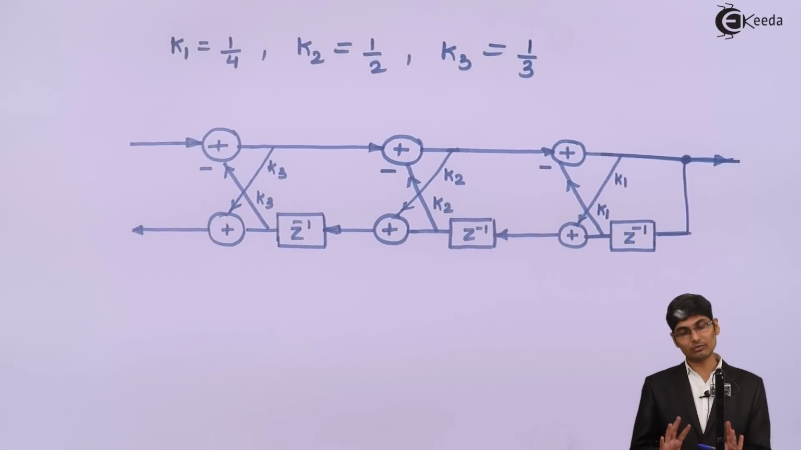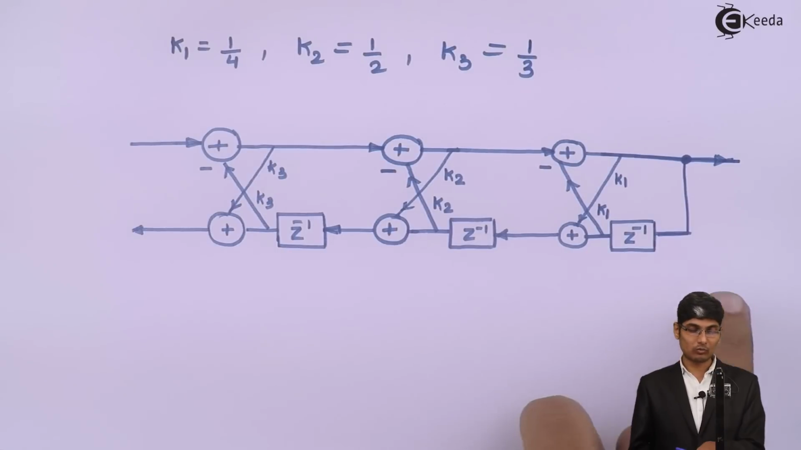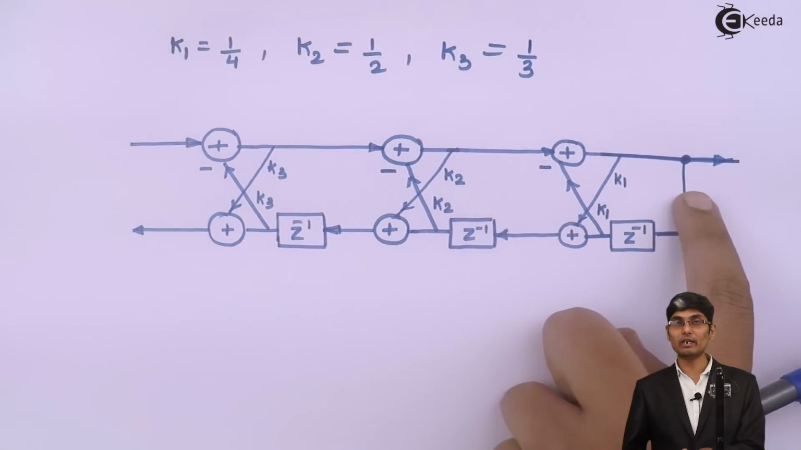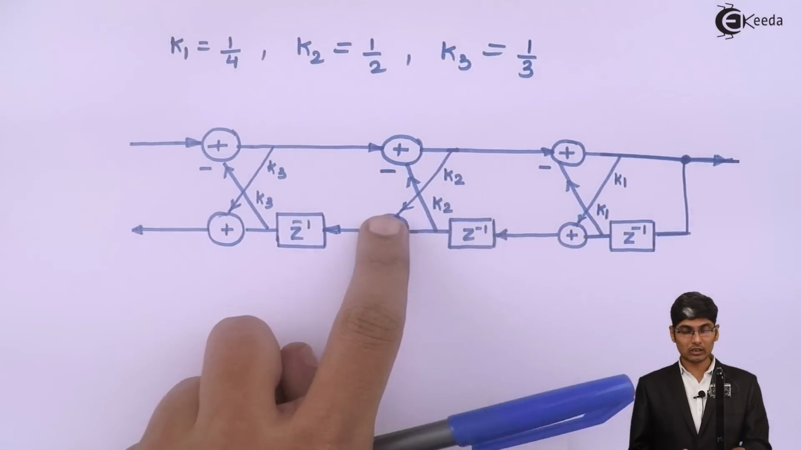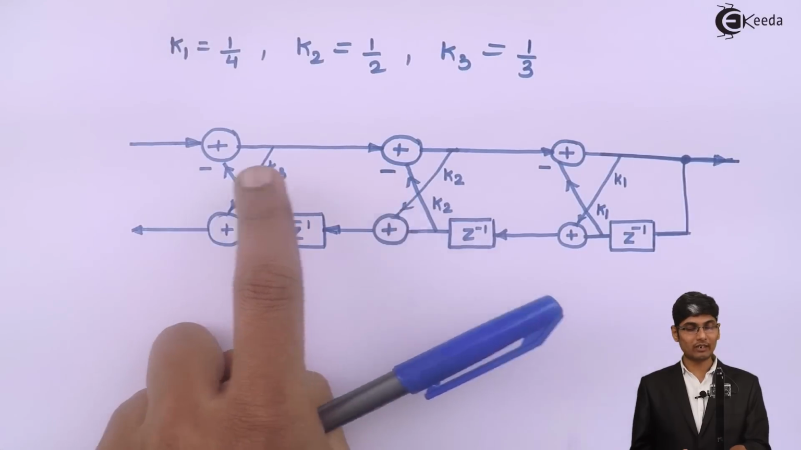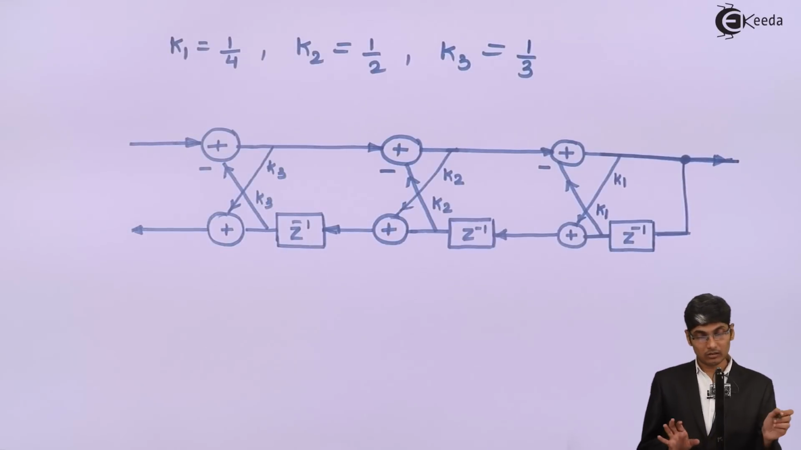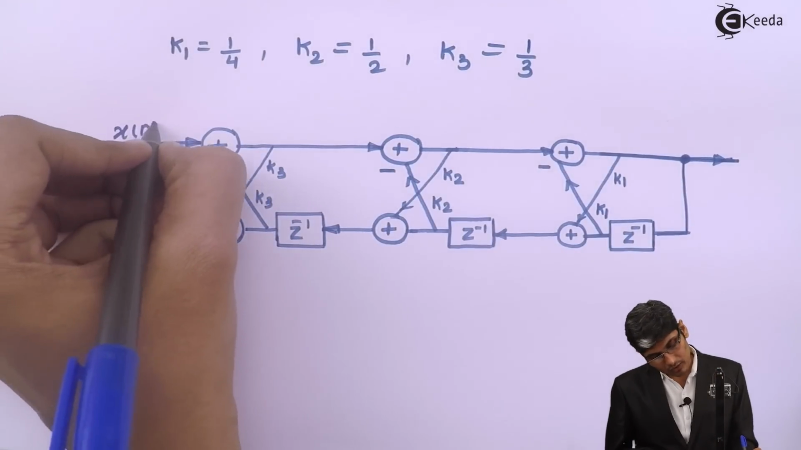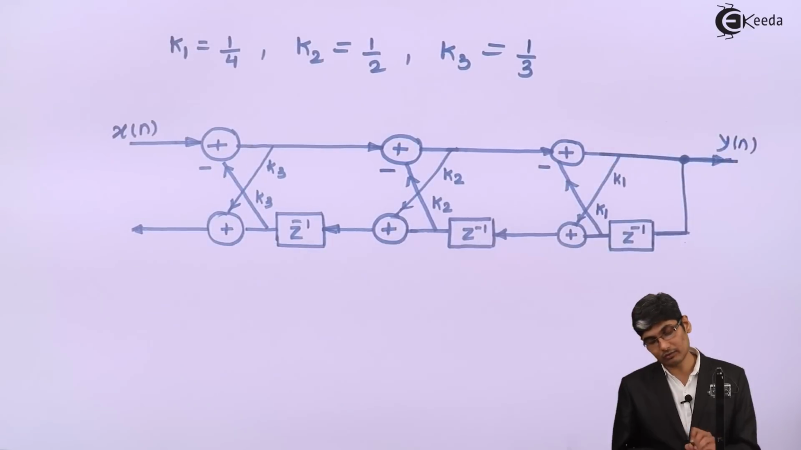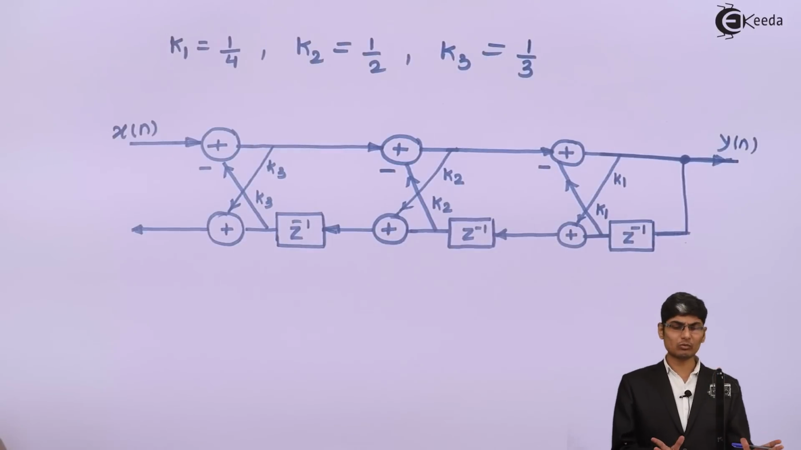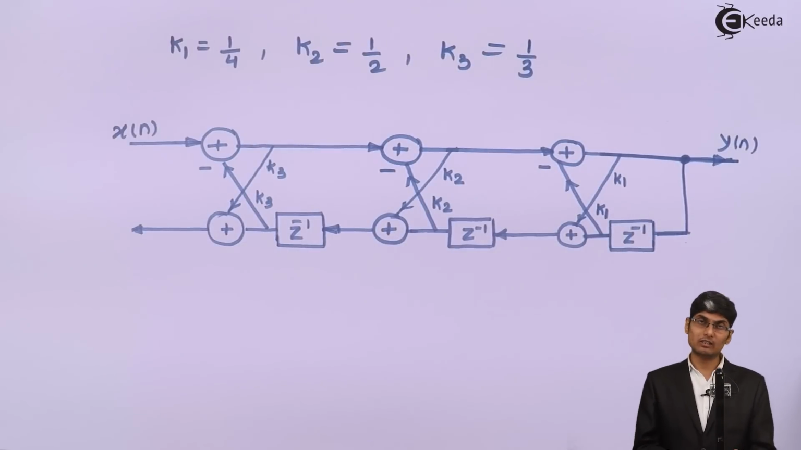Once you have found the values of k1, k2, k3, you just have to draw the lattice having two paths. One is going in the reverse, one is going in the forward direction. You have to draw the crisscrosses which will have a negation sign when meeting the x of n side. This will be my input side, which is x of n, and this will be my output side, which is y of n side. So this is what the overall lattice structure is all about. I hope you have understood how to design a lattice for an IIR structure. Thank you.